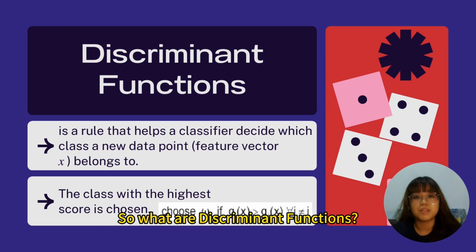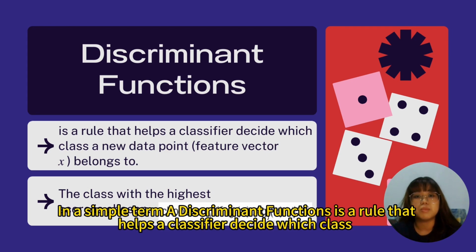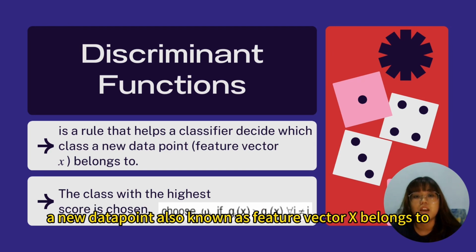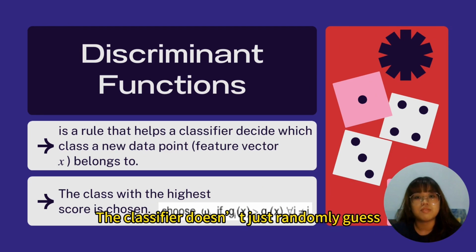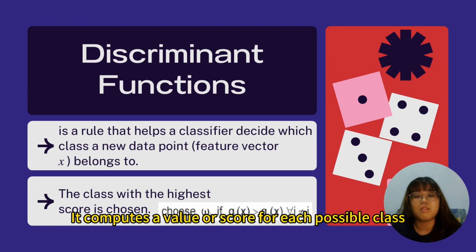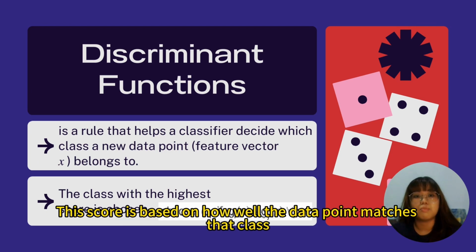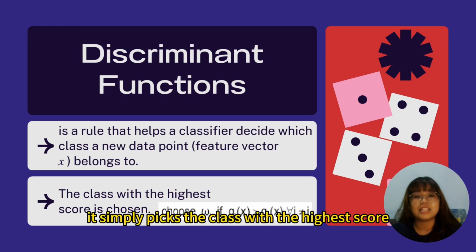So what are discriminant functions? In simple terms, a discriminant function is a rule that helps a classifier decide which class a new data point, also known as a feature vector x, belongs to. The classifier doesn't just randomly guess. It computes a value or a score for each possible class, and this score is based on how well the data point matches that class. Then it simply picks the class with the higher score.